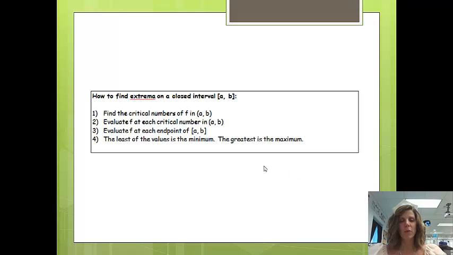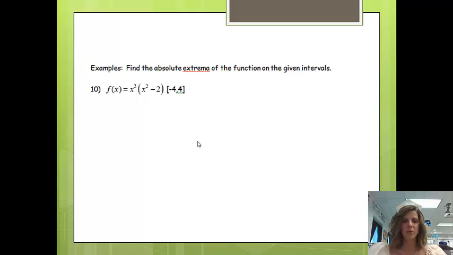So if I want to find the absolute extrema and I don't have a picture to look at, we're just going totally non-calculator here. What we're going to do is find the critical numbers, because those are places where there could be an absolute max or absolute min. And then we'll evaluate the function, because we need to find the y values, because that's what extrema are, they're y values. And then we'll evaluate f at the endpoints too, because those would also be possible candidates. The least of the values will be our minimum, the greatest will be our maximum. So let's go ahead and do some examples to make that make sense.